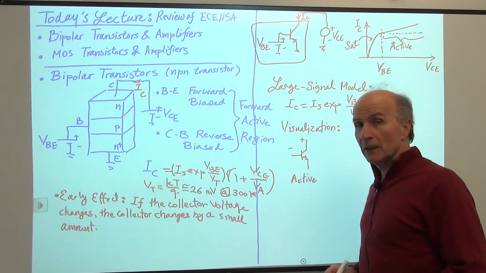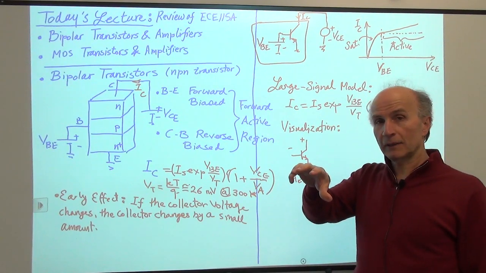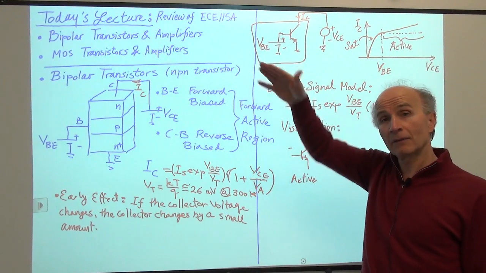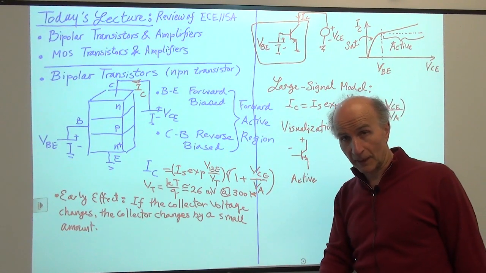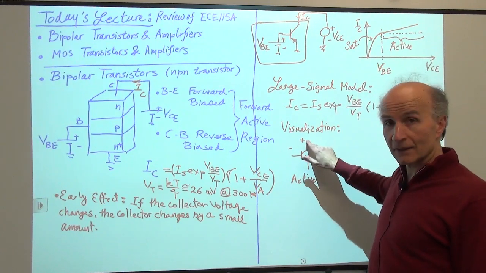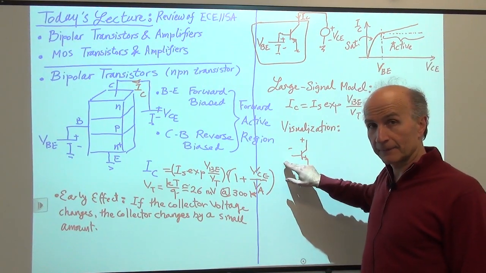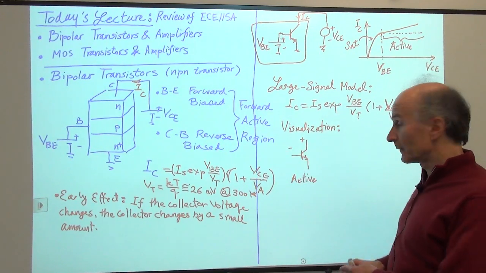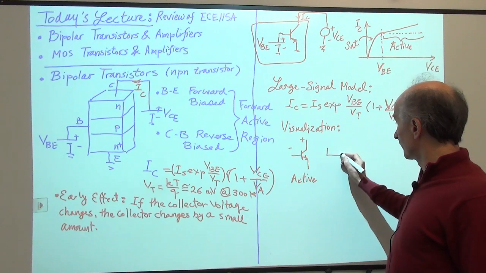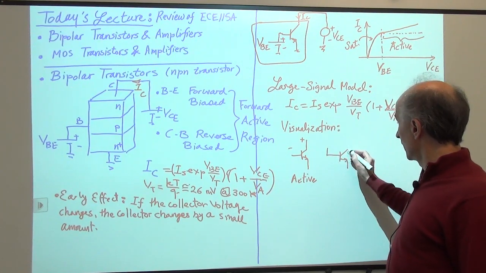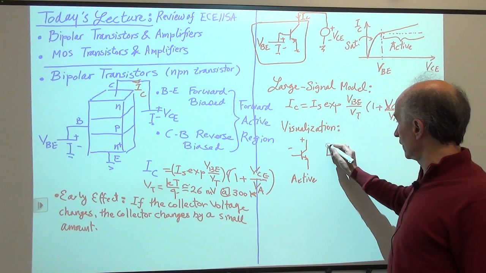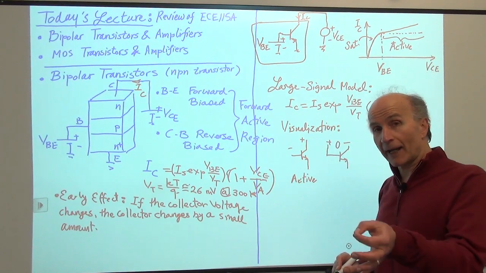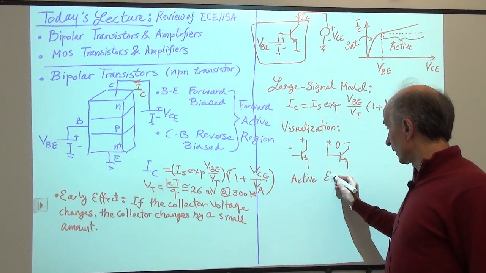In our mind, nodes of a circuit or terminals of devices that are near the top of the page are more positive than nodes that are near the bottom of the page. So we would think that this has a higher potential than this. Now, as this voltage comes down or this voltage goes up, at some point they will be equal. And when this difference is 0, we say we are at the edge of active and saturation. So we are at the edge.